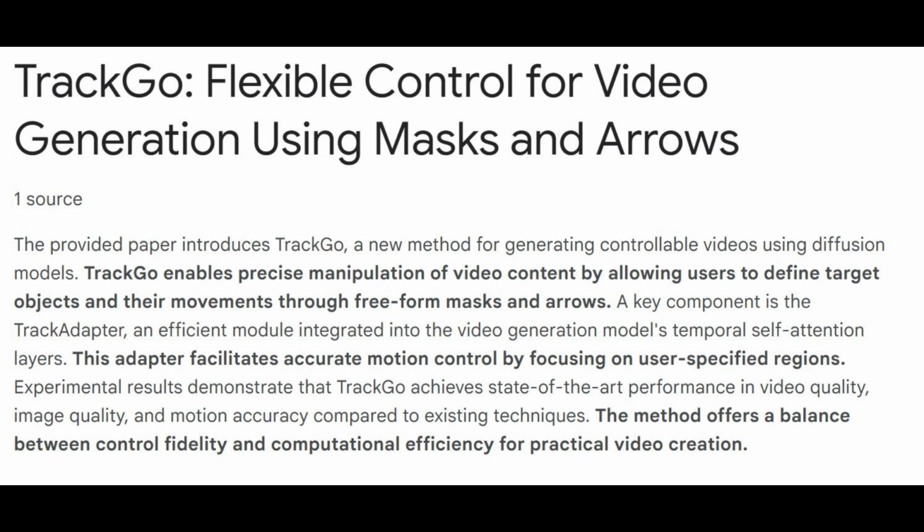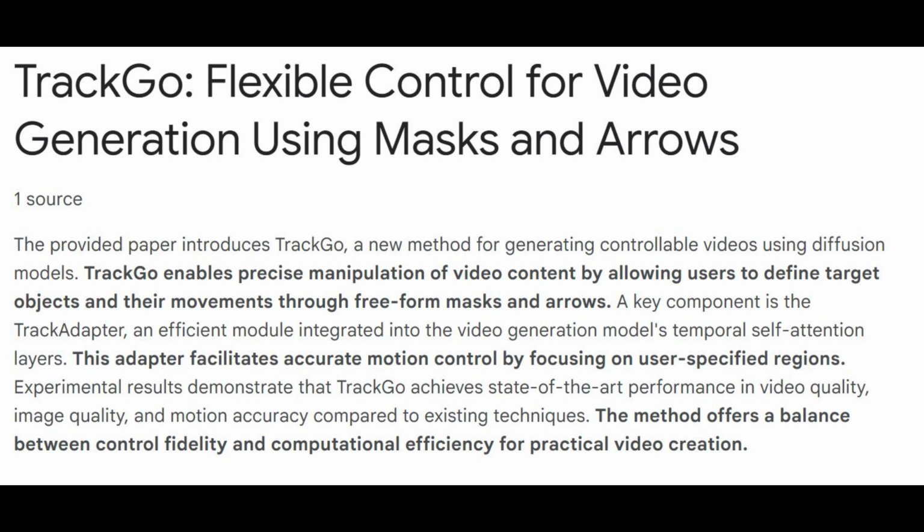But let's take a moment to recap what we've learned about TrackGo so far. Okay, so here are a few key takeaways. TrackGo is a new AI-powered video generation method that lets you control object motion with incredible precision using simple tools like masks and arrows. Got it. It uses something called point trajectories, which are automatically generated from your input, to give the AI a detailed blueprint for the movement. The TrackAdapter is another key innovation, allowing TrackGo to seamlessly integrate your instructions into the video generation process while keeping the background consistent and looking good.